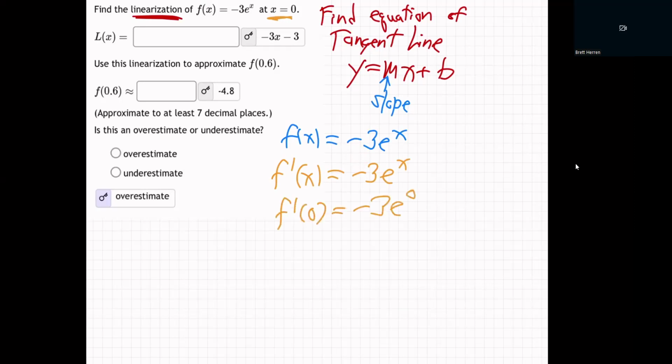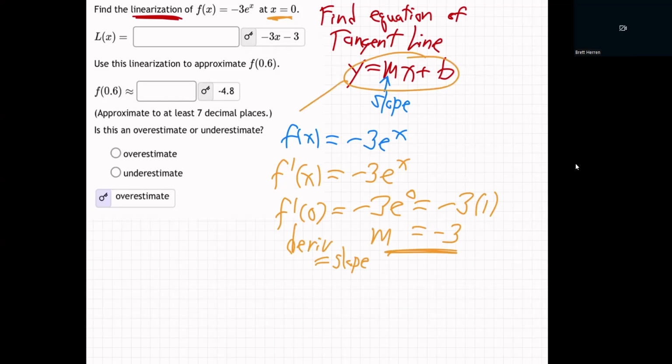Minus 3 e to the 0. E to the 0 is 1. Anything to the 0 power is 1. So that's minus 3. And that's the slope because remember, derivative is slope. So that's our m value. So now for the equation, we'll bring it over here. We have the m value of negative 3.